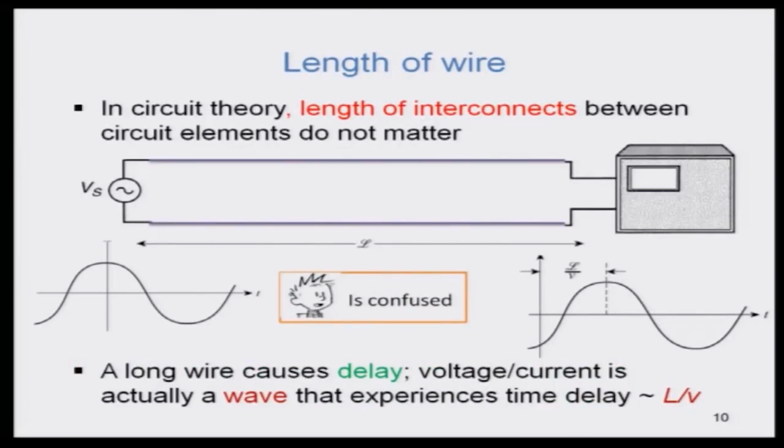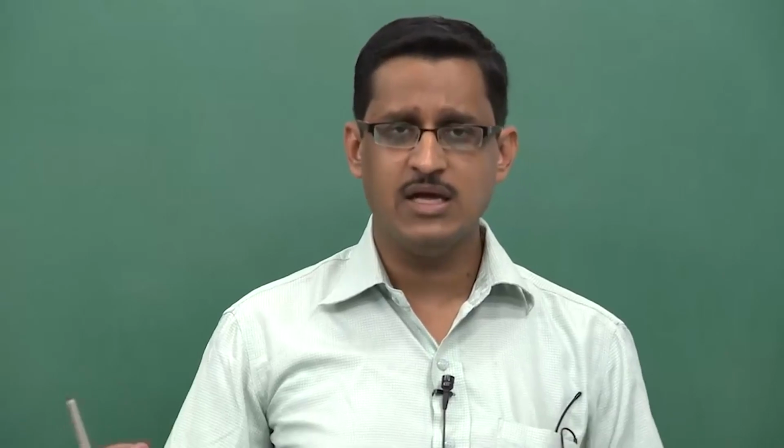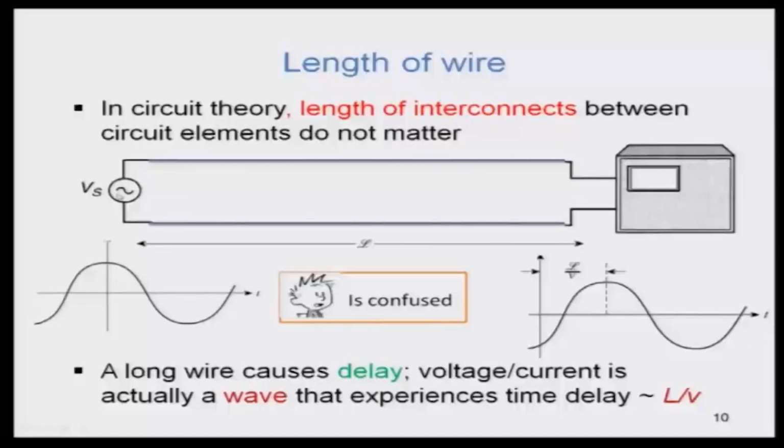Finally, we come to the length of the wire. In circuit theory, the length of a wire or an interconnect between two gates or two circuit elements does not really matter. It could be any length, but what we assume is that the voltage at one end of the wire is exactly the same at the other end. You can take the length of the wire to be 1 kilometer, 2 kilometers, 3 kilometers, that does not really matter.